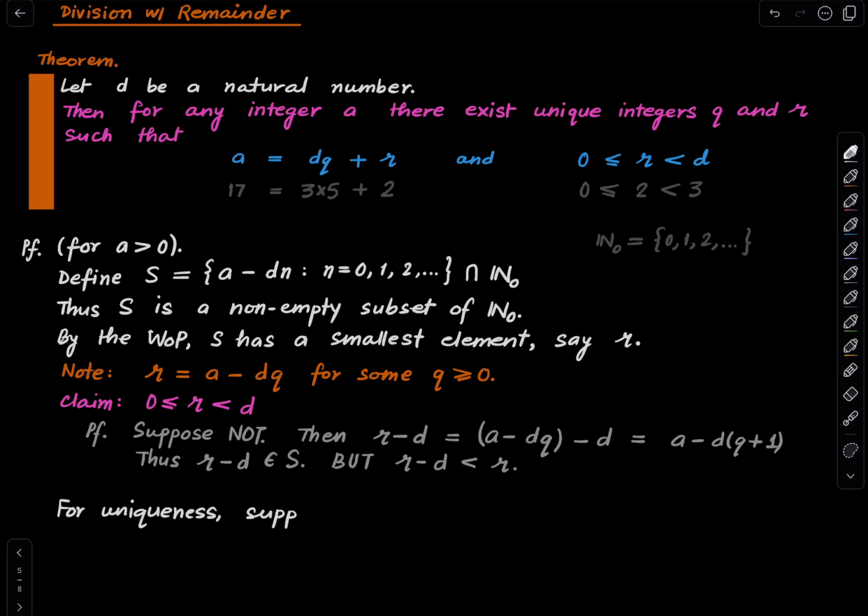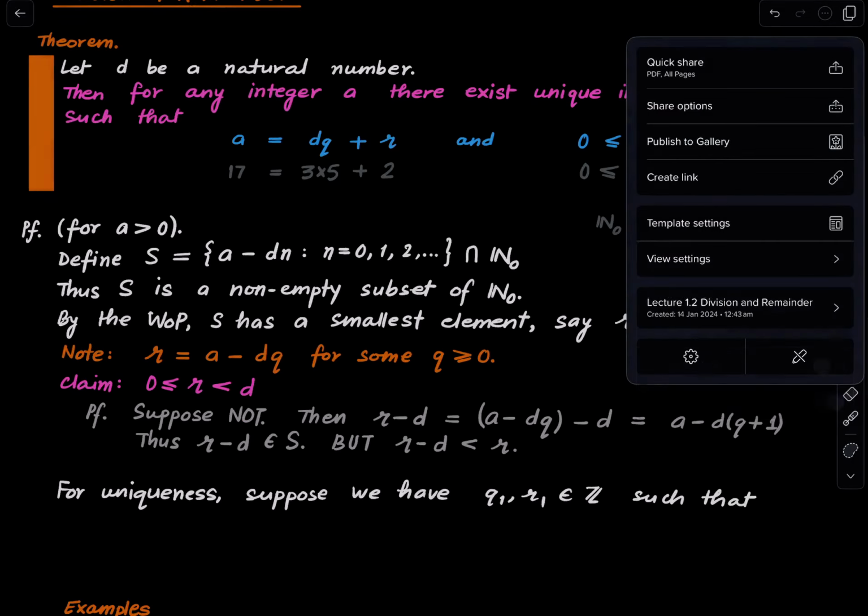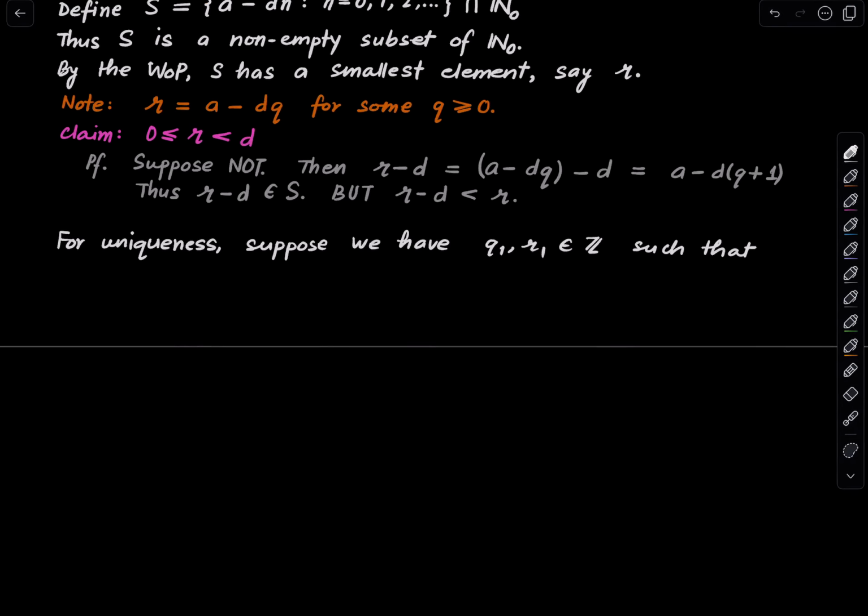suppose we have Q1 and R1 in Z such that A is equal to dQ1 plus R1 and R1 is in this range.